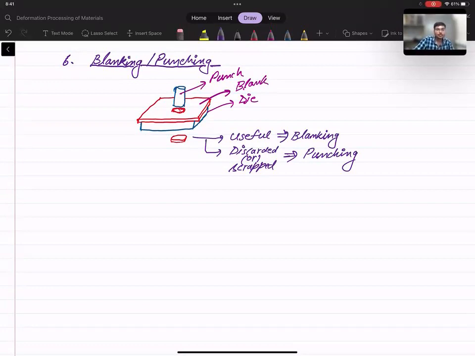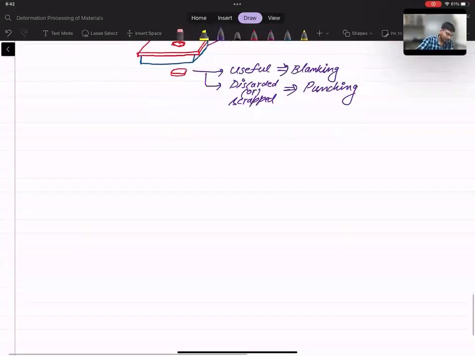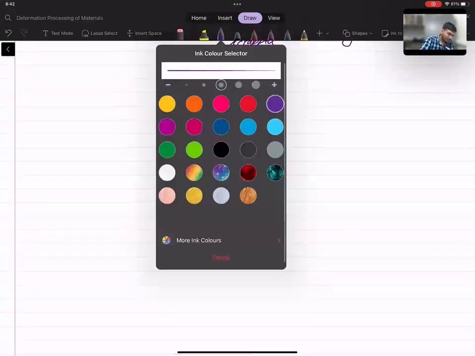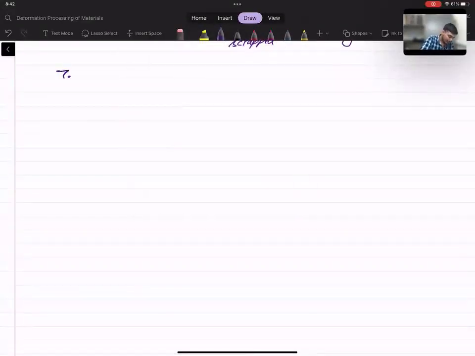Similar kind of operation is there, which is known as piercing. And piercing is the process of making very small diameter holes into a blank or sheet. Okay, so as the name suggests, it pierces into the blank. Okay, so next one is piercing.